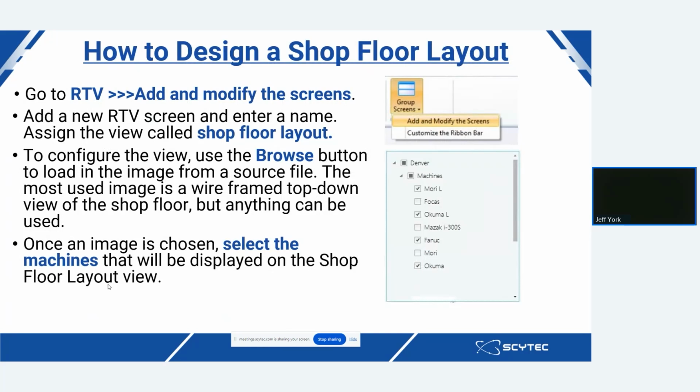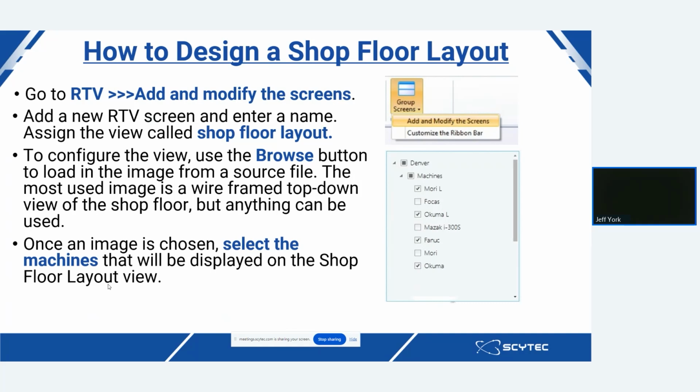So first, you're going to go into your RTV in the desktop version. You're going to go to the Add and Modify Screens button. There are group screens as well as your own personal screens. The image at the top right is the group screens, where you can find the Add or Modify Screens selection. You will then add a new RTV screen, enter the name, and assign a view called the shop floor layout. To configure that view, you will use the Browse button to upload an image from a source file.